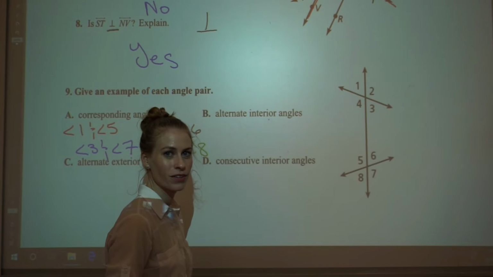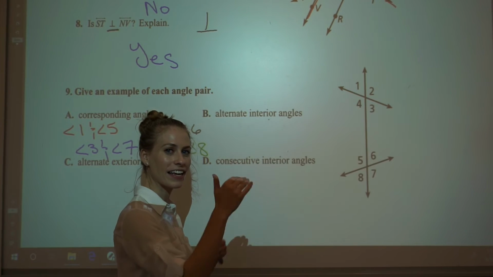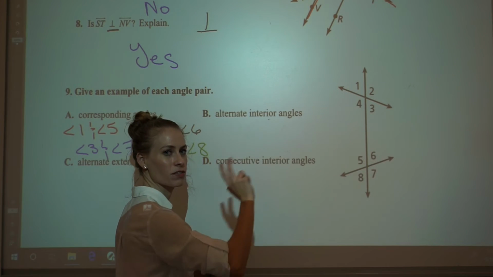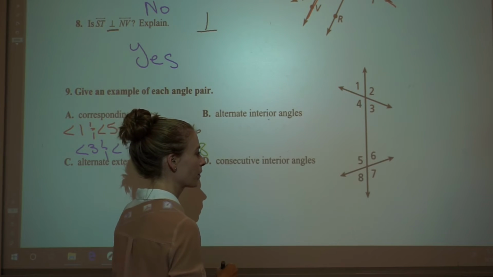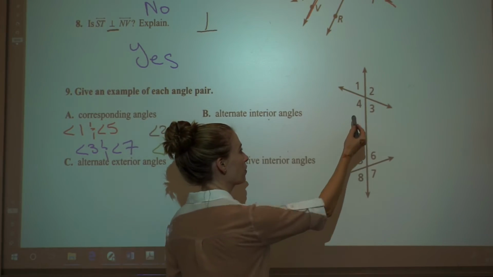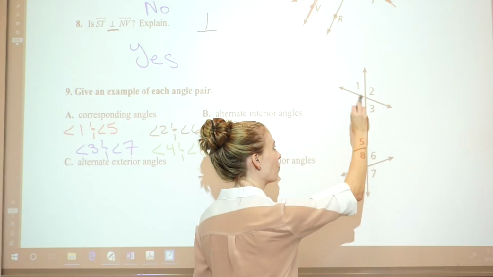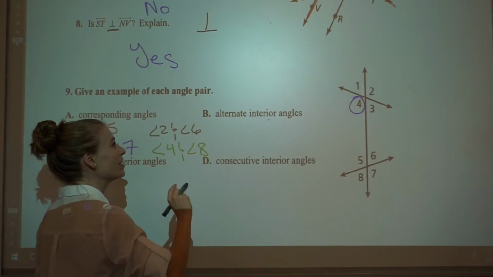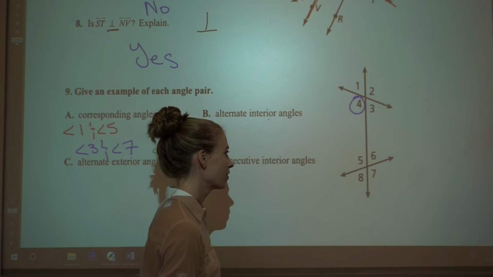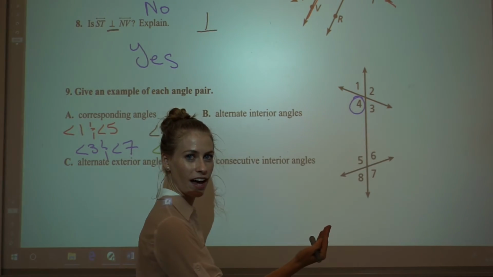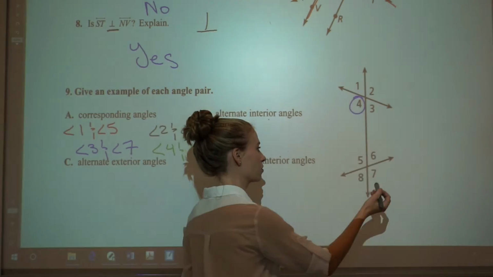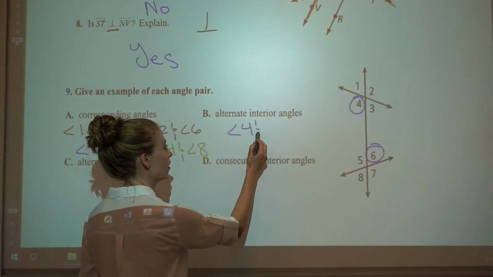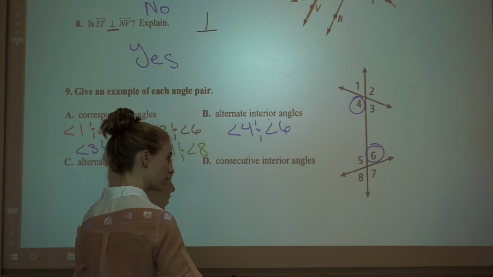Alternate interior angles. Okay, so we're going to be looking at the inside between our two lines, but it's going to be on the opposite side of the transversal. All right, so let's look. I'm going to tackle an inside angle. Which one? Angle 4. So I'm looking for the alternate interior angle of that. I'm going to go on the opposite side of my transversal, which is going to be 6. So angle 4 and angle 6 are alternate interior angles.